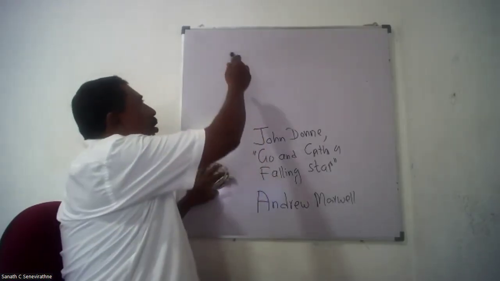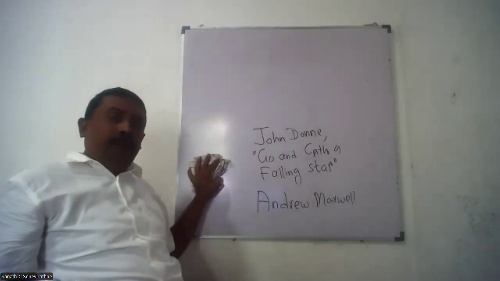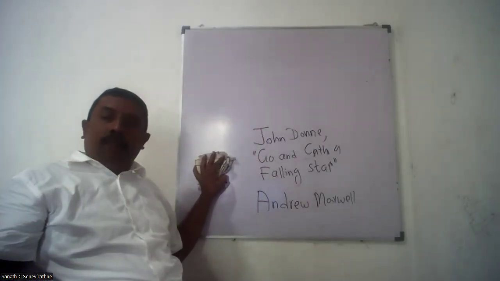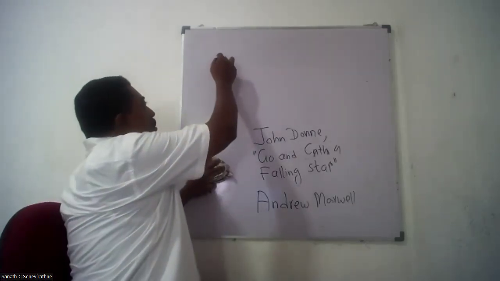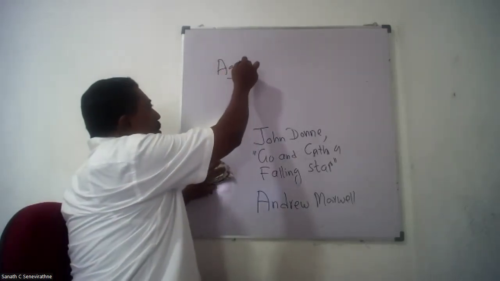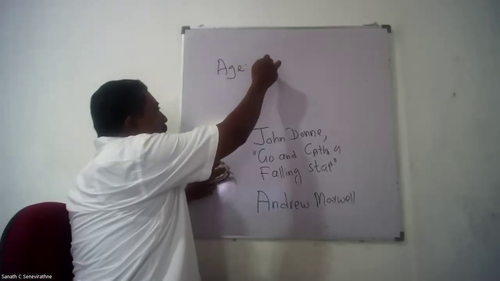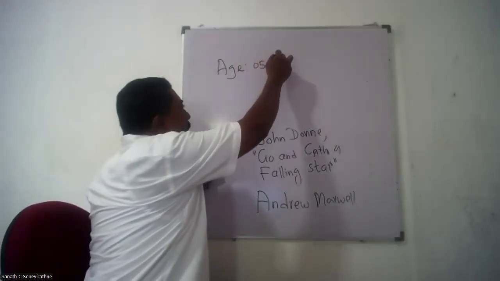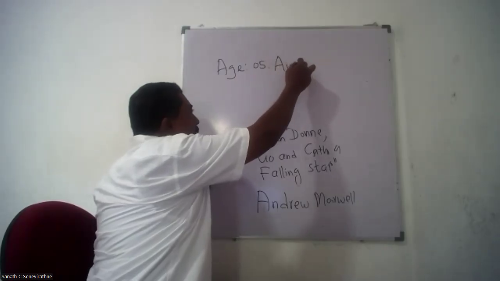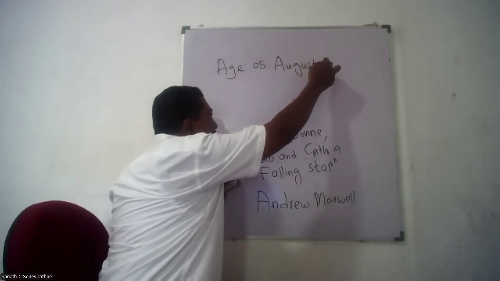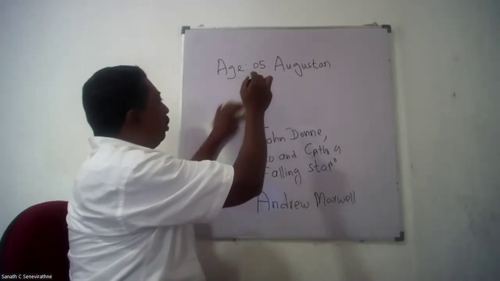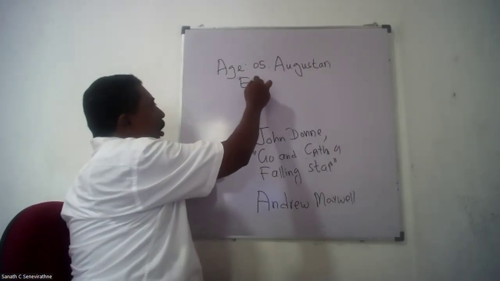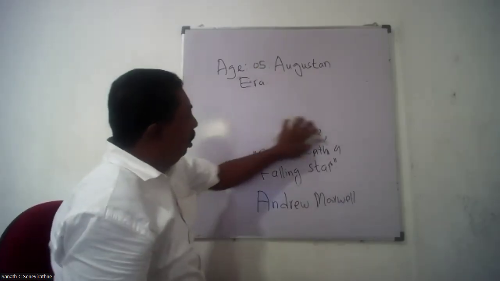All right. Now we discussed ages: 1, 2, 3, 4, age 5. This is called the Augustan period, or age, or era in England.